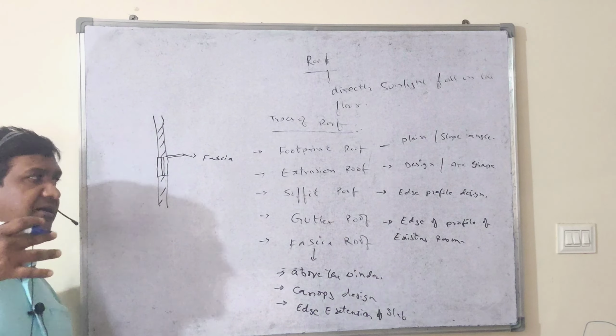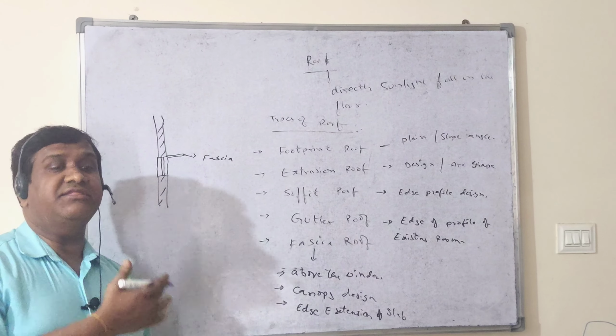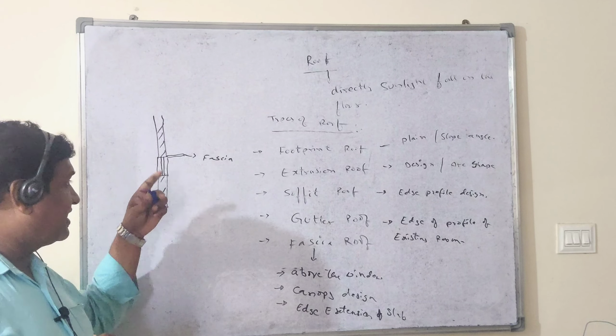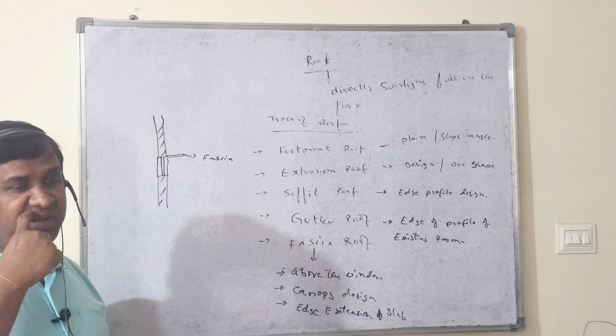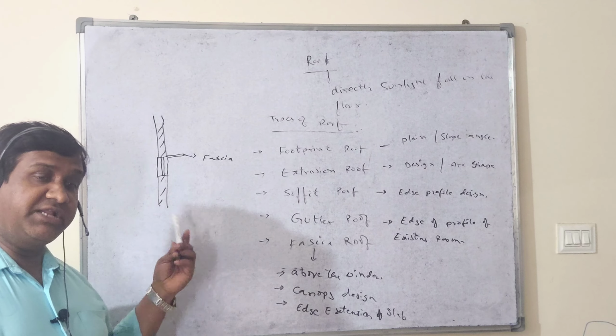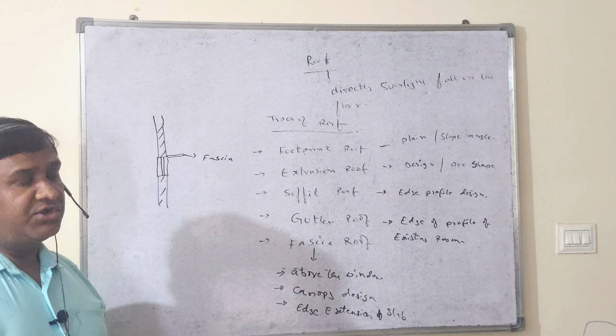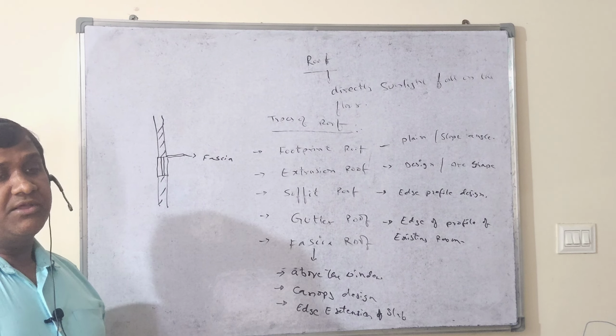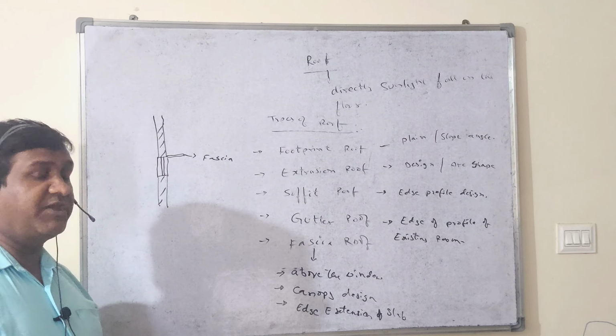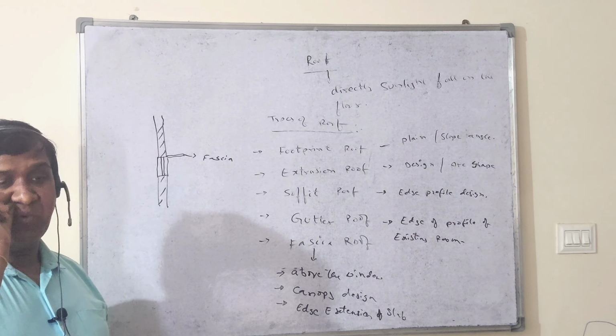Because when the rainfall comes, the water should not enter inside the window. So that's the reason we keep a roof there, for protection from the rainfall and also from the sunlight. It should not come inside the room. So most probably this fascia roof we are going to place above the window only.